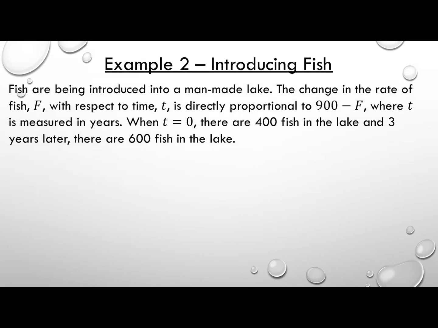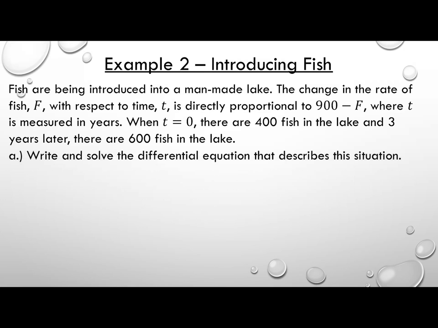So example 2. So introducing fish. Fish are being introduced into a man-made lake. The rate of change of fish with respect to time is directly proportional to 900 minus f, where t is measured in years. When t is equal to 0, there are 400 fish in the lake, and 3 years later, there are 600 fish in the lake. So write and solve the differential equation that describes this situation.